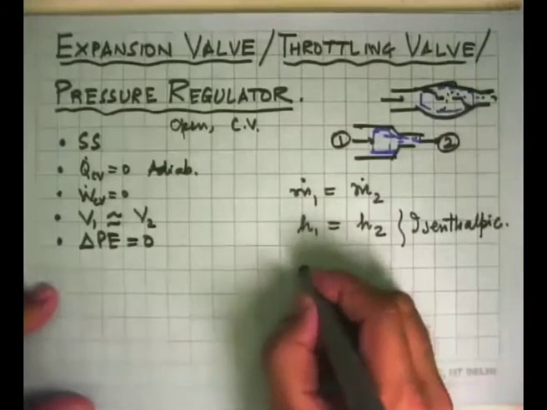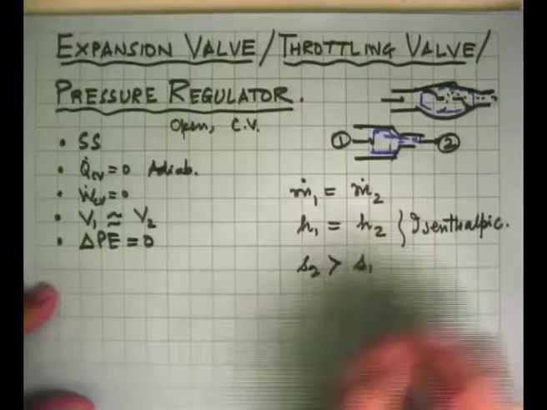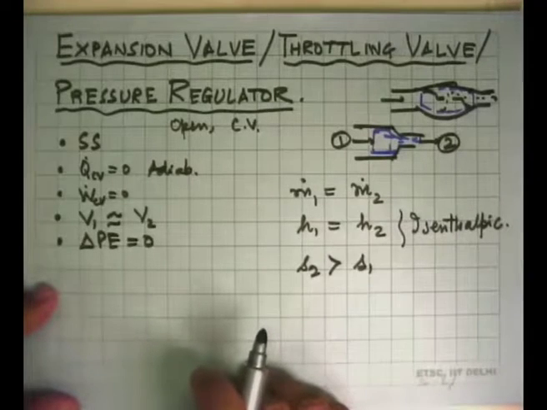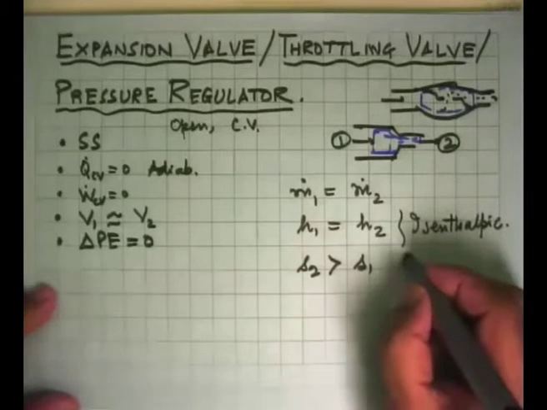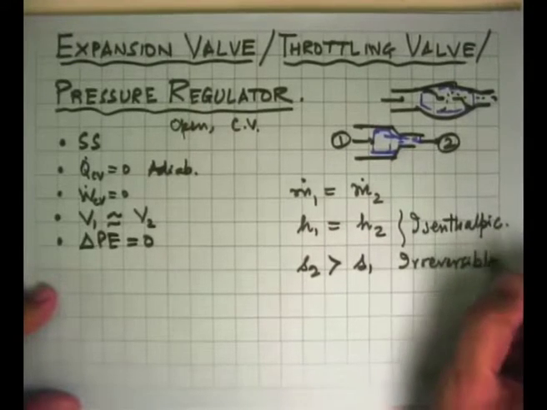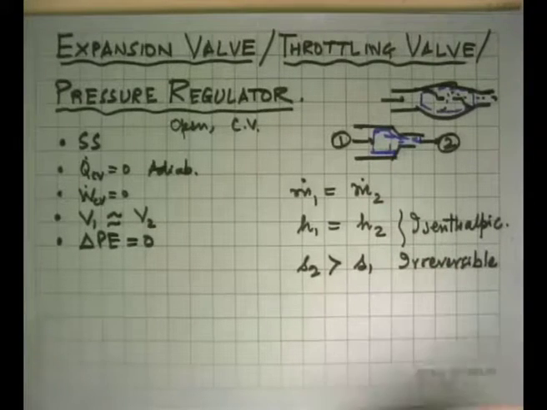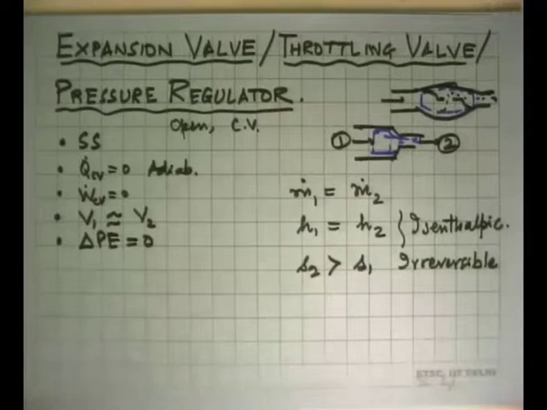We would know from the second law analysis that s2 is greater than s1. Throttling is a hugely irreversible process. Which would also mean that you would like to avoid it as much as possible, but then there are certain practical aspects of the throttling process which are very, very nice.